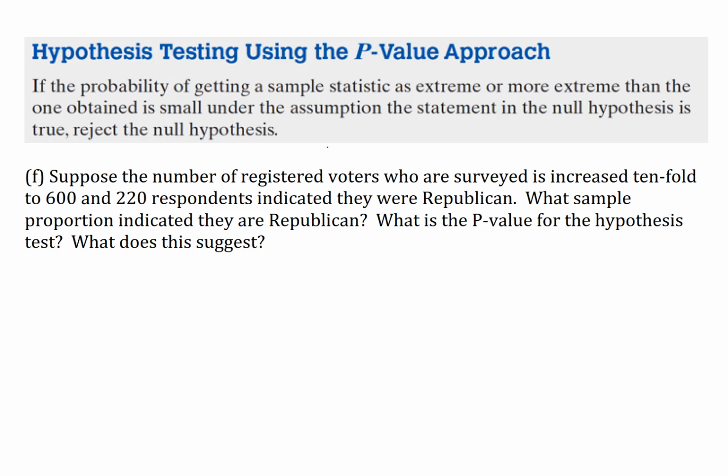Let's see an instance of that. Suppose instead of looking at only 60 registered Republicans, we decided to look at 600 registered Republicans. But we kept the rate of Republicans the same. So we have 220 that said, yeah, I'm a registered Republican. Here, what's the sample proportion that indicated the Republican?